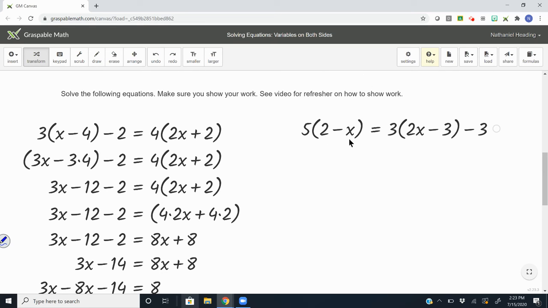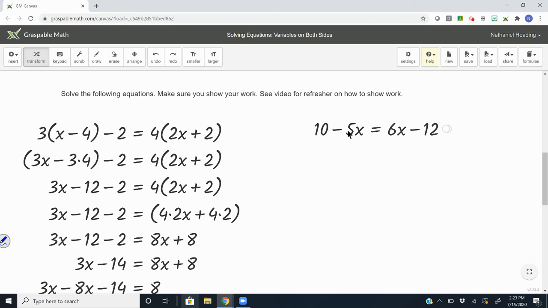Let's try this one. Let's start with distributing. So I'm going to distribute my 5 on the inside. Wait, 10 minus 5x. I distribute my 3. Okay, let's look for combining like terms. Well, the 10 and 5 don't go together. 6x and 9 don't go together. But hey, this negative 9 and negative 3 do. That's looking good. Now let's move our variables.